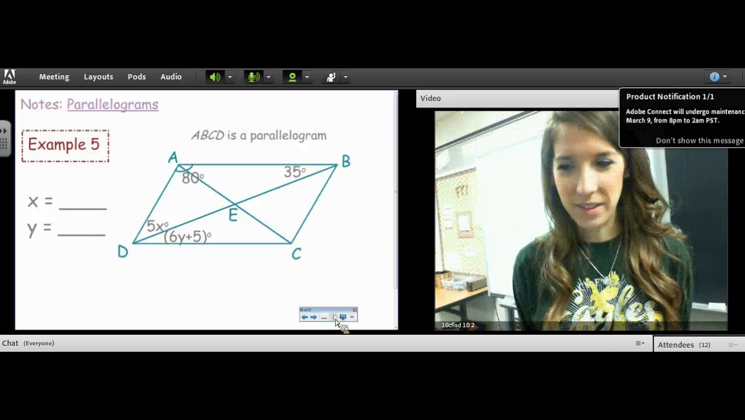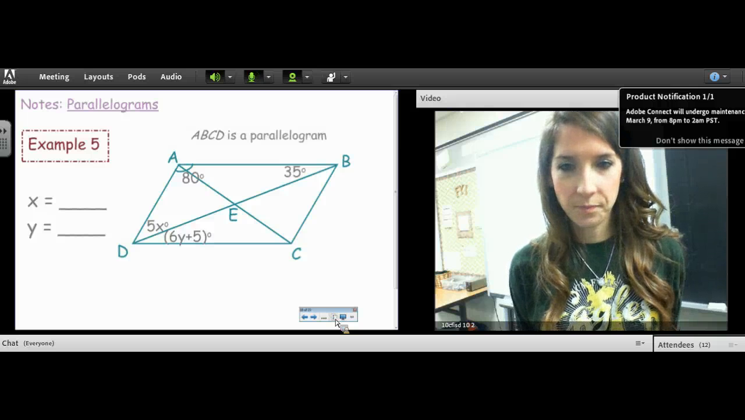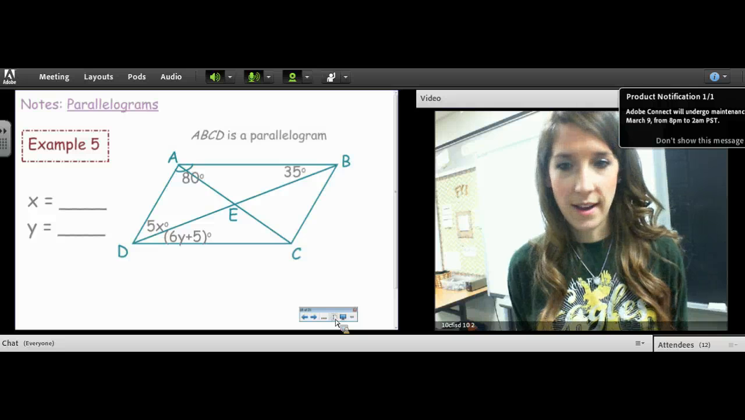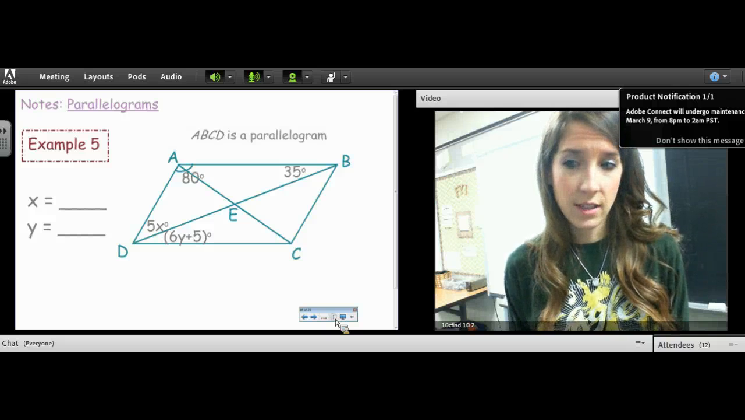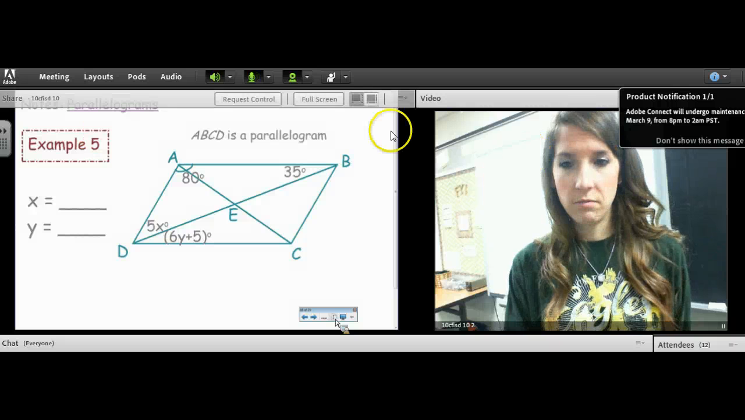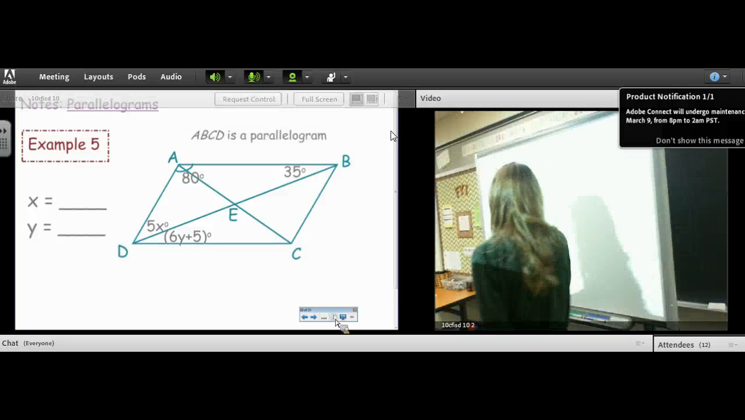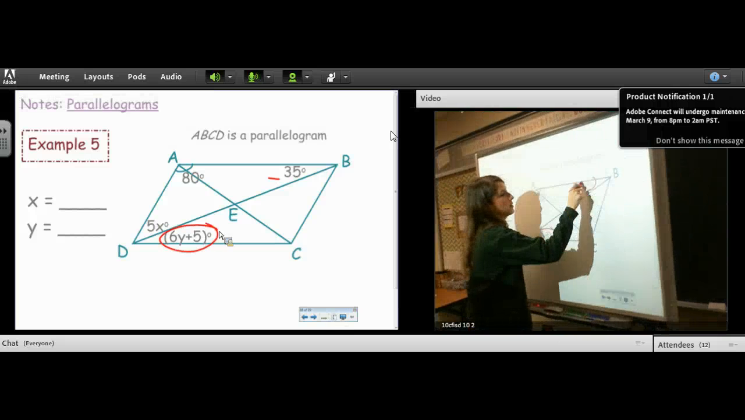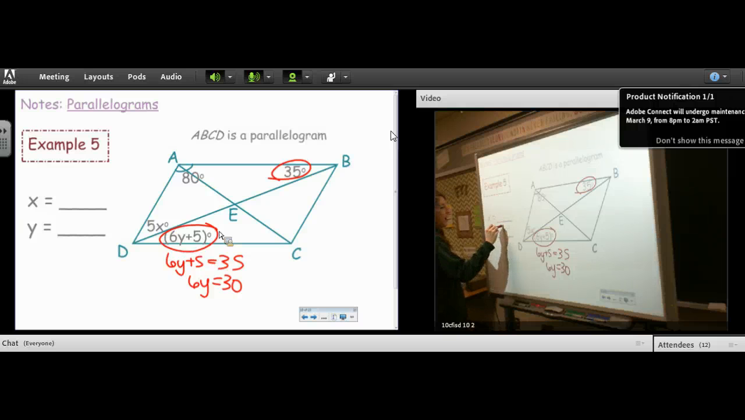Getting close because I know we're about to run out of time. ABCD is a parallelogram. Just solve for X and Y. So you're just trying to figure out what those two equal. Y is probably easier to solve for than X. You should probably solve for Y first. Doesn't really matter. To solve for Y, I would use alternate interior angles. So 6y plus 5 is 35. 6y is 30. So y is 5.